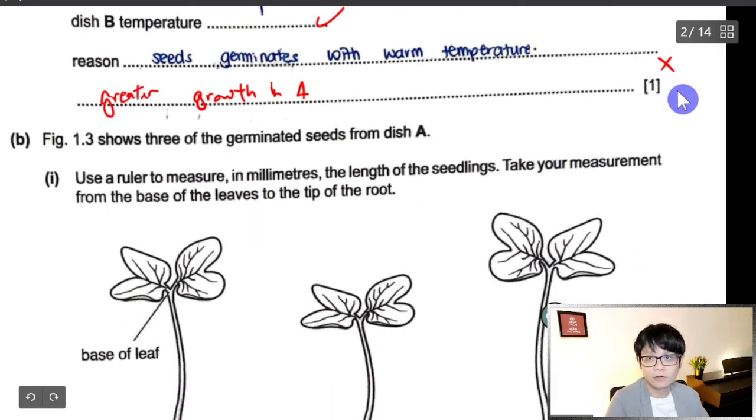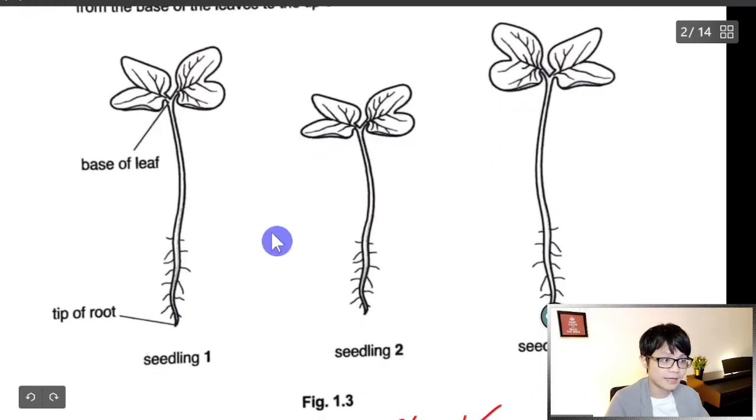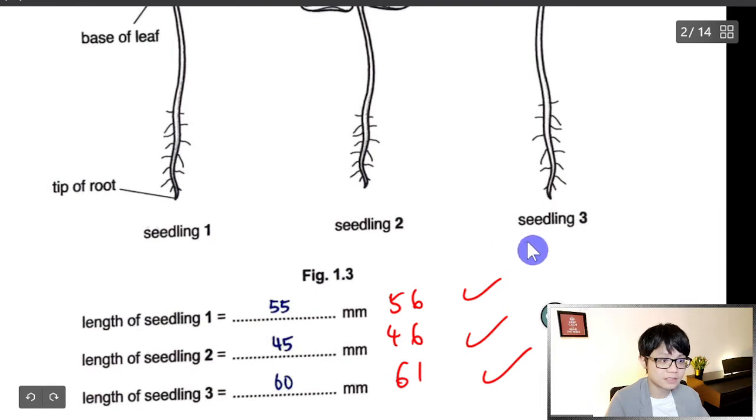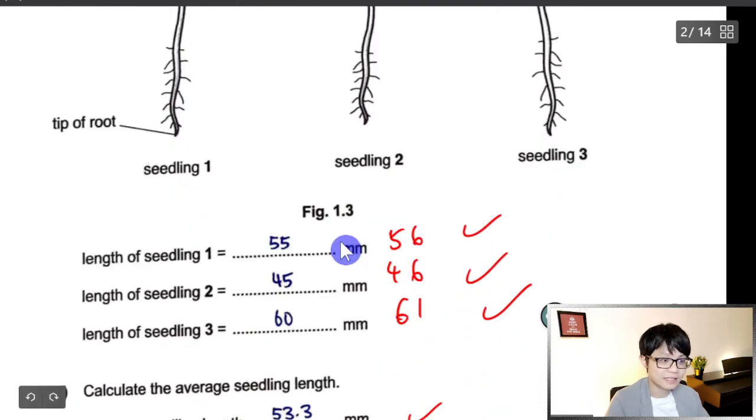It depends on your luck if you write until like this. Figure 1.3 shows 3 of the germinated seeds from dish A. So there's dish A, seedling 1, seedling 2, seedling 3. Length of the seedling, I give all correct.